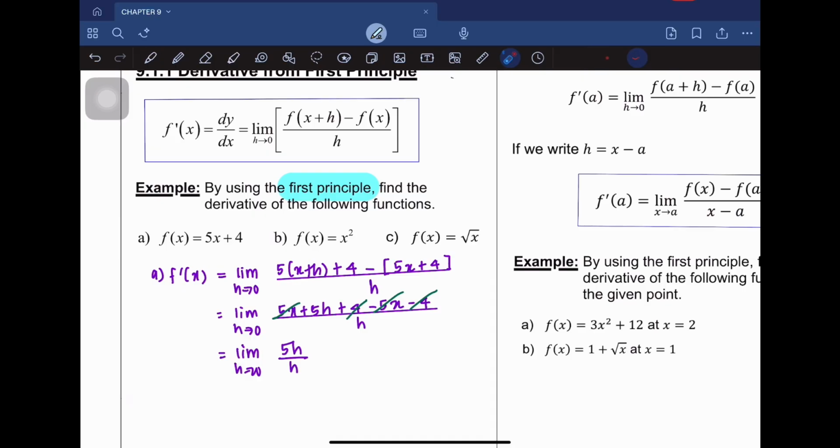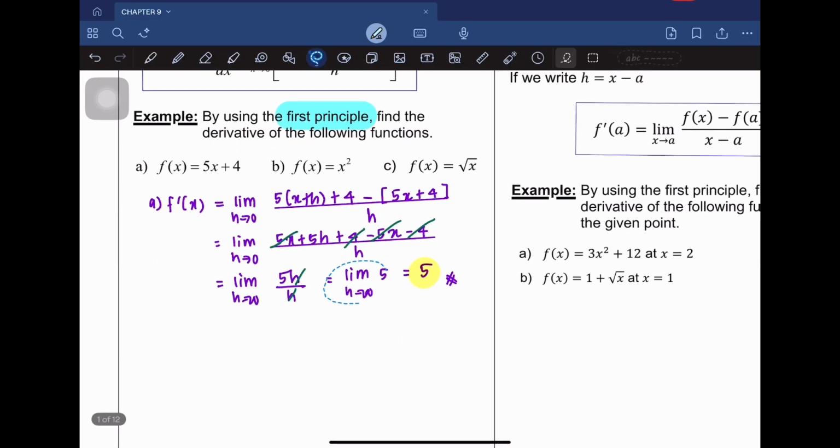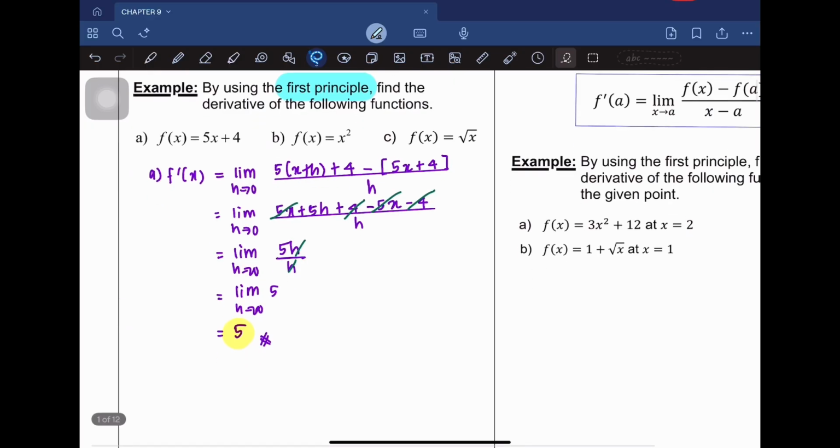Okay, so bila kita dah simplify, kita notice that this one can be cancelled out. So yang tinggal adalah limit h approaching 0, 5. So the final answer is 5. Okay, just like that. Okay, kita ke bawah lah. Okay, sekarang kita nak cari untuk b pula.